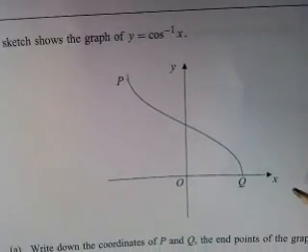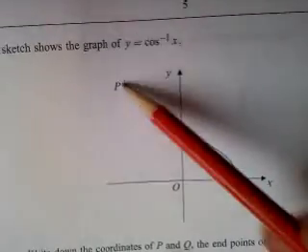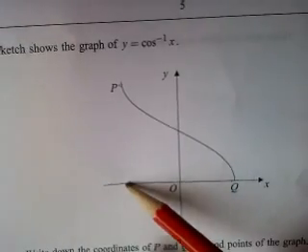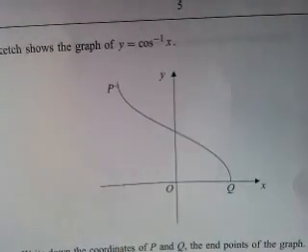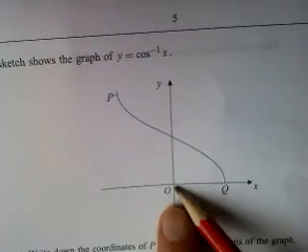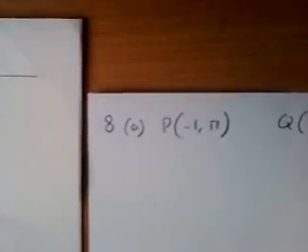Question 8, January 2009, quarterly paper. Write down the coordinates of P and Q for the inverse cos graph. Well, it's -1 along, pi up for P, so we'll write down (-1, pi). And for Q, it's 1 along, 0 up. So Q is (1, 0).